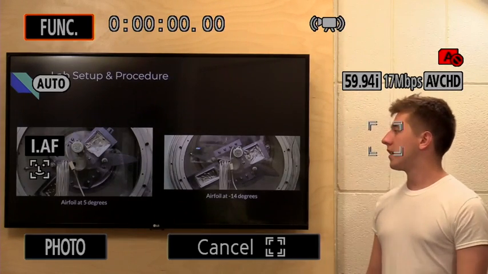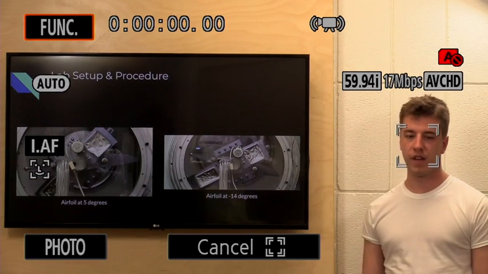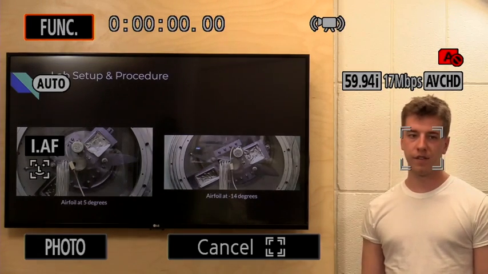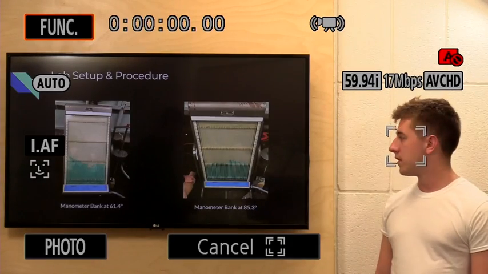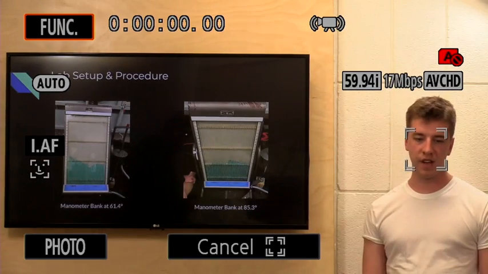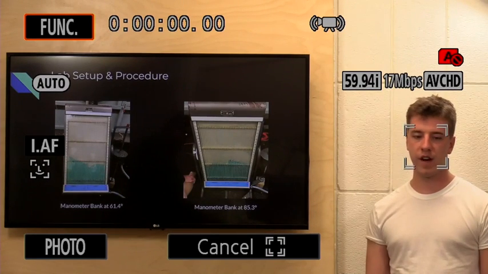So, our lab setup was designed to measure the pressure distribution across the airfoil at 5 degrees and negative 14 degrees. This was to give us a feeling of how the airfoil will perform at angle of attack. To do that, we used a manometer bank, which was tilted at 61.4 degrees and 85.3 degrees, where a higher angle of tilt would result in a lower resolution, and a lower angle would result in a higher resolution.